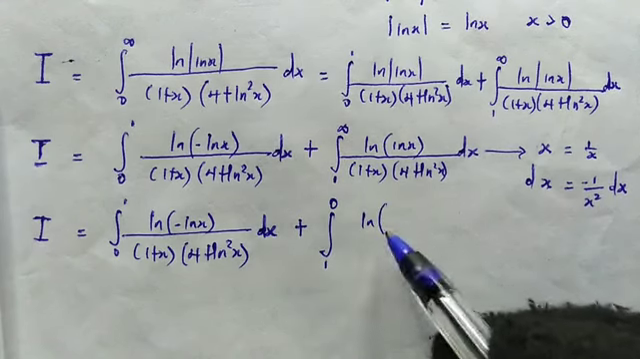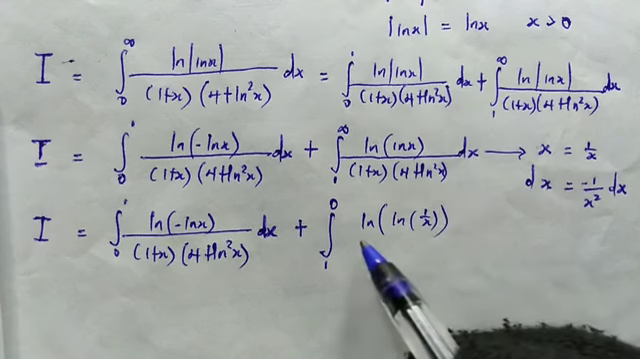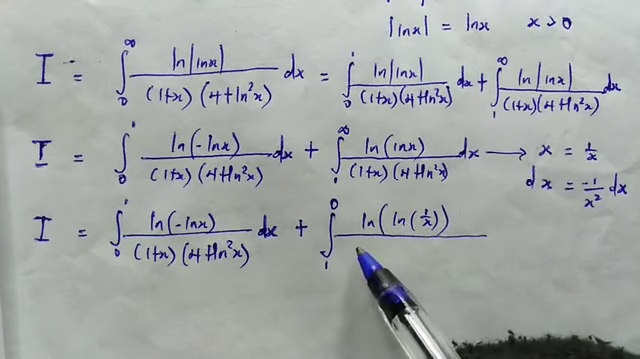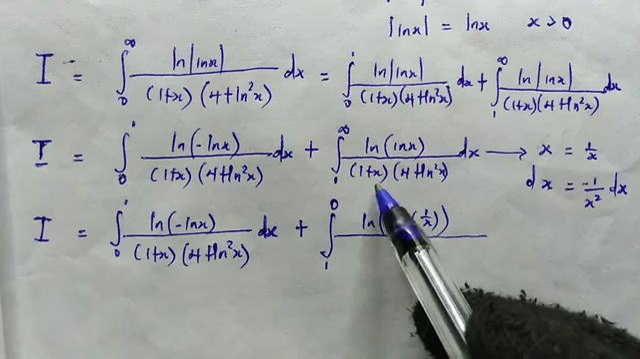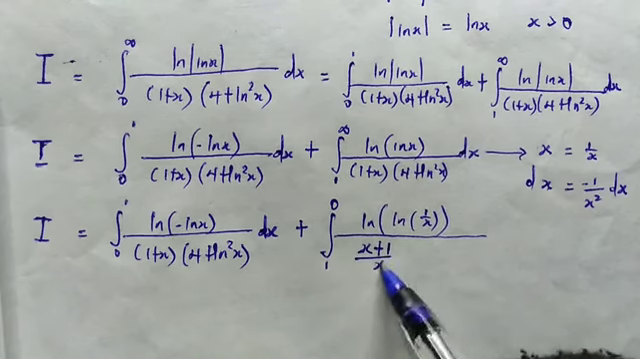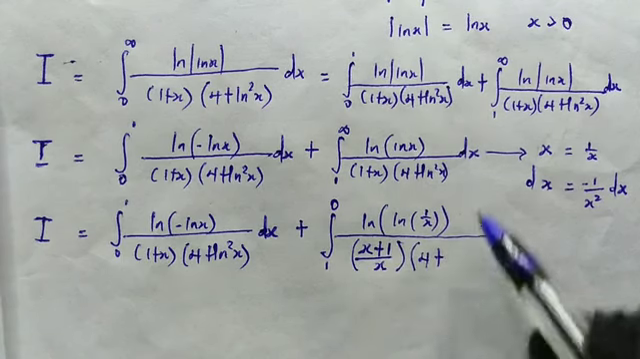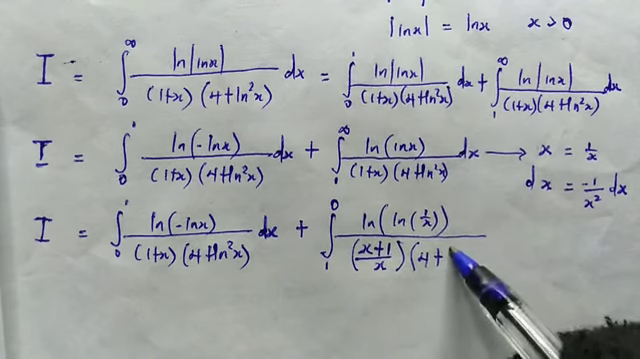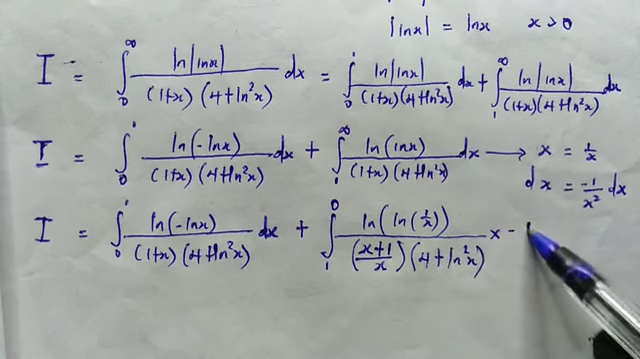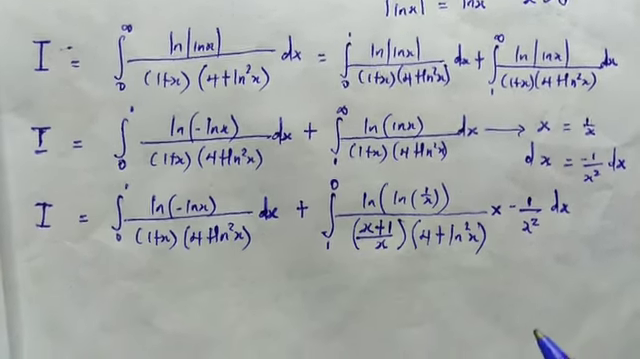Then the natural log of, from here, this will be the natural log of 1 over x. Then all over, this is going to be 1 plus 1 over x, right? Which simplifies to just (1 plus x) all over x, just like that. Then 4 plus the natural log of 1 over x squared is still the same as the natural log of x squared. Then here we have to multiply by the negative 1 over x squared, then dx.